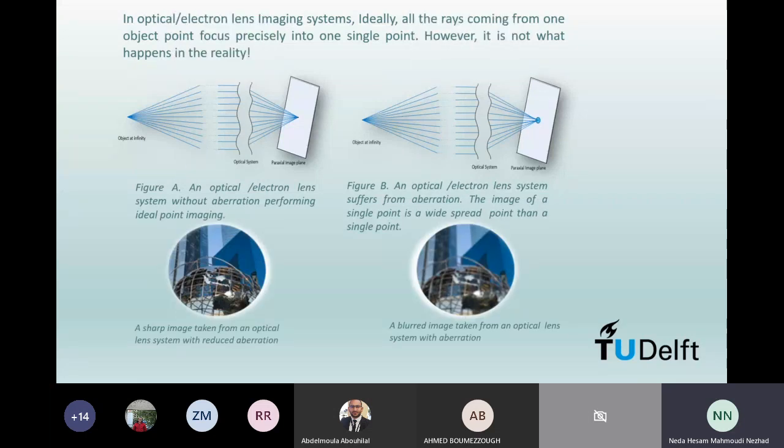Accordingly, the image that we get from the system related to figure B is a blurred one instead of the sharp image that we can see in figure A. So in optics, this blurring is a known concept which is caused by the so-called aberrations. Therefore, less aberration means better imaging quality and therefore a better optical lens system.